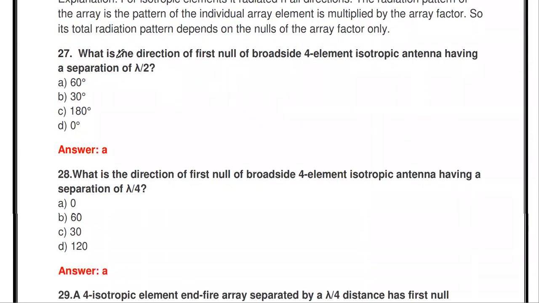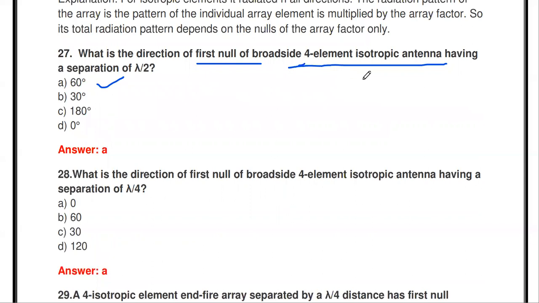The next one: what is the direction of the first null of a broadside 4 element isotropic antenna having a separation lambda by 4? We already discussed two questions. In a two element antenna, if the separation is lambda by 4 and the phase shift is 90 degrees or minus 90 degrees, we calculated the first nulls at 0 degree and 180 degree. Similarly here, for a broadside 4 element isotropic antenna, what is the direction of the first null?